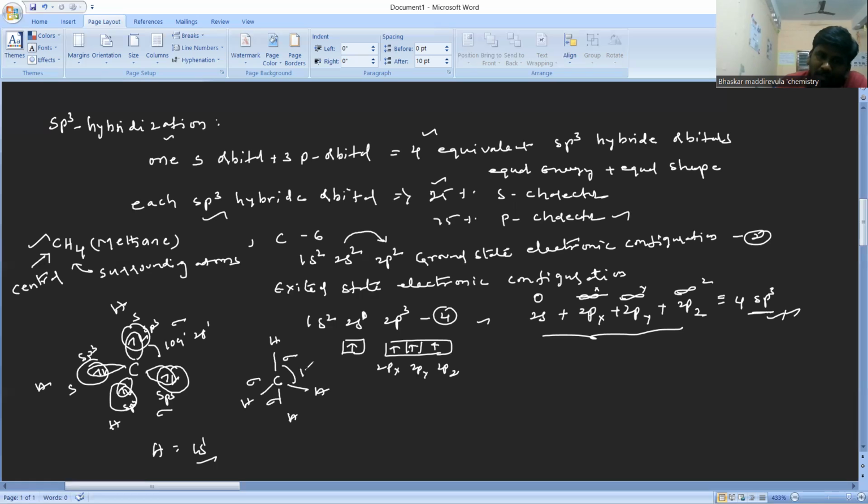So with a bond angle of 109 degree 28 minutes. Here all are bond pair electrons, and by the repulsion they will orient at an angle of 109 degree 28 minutes, with tetrahedral geometry.